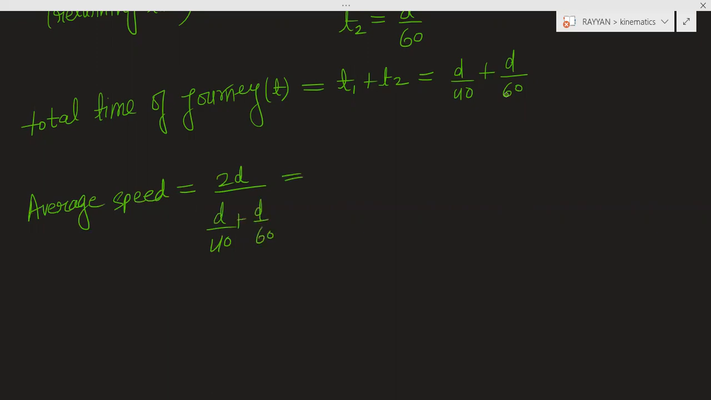Now this is 2D. From here you can take D common, so it will be 1 by 40 plus 1 by 60, and this D and D will be cancelled out. Now you can take the LCM. Rayyan, can you solve this expression? Try this expression by yourself. Then I will discuss.